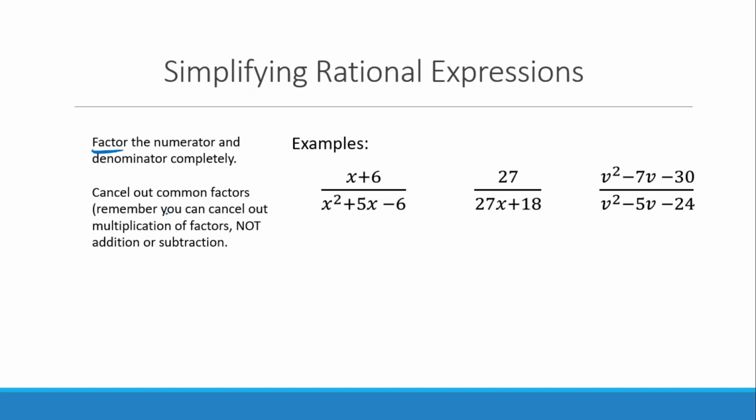You can cancel out multiplication, but you cannot cancel out addition and subtraction. So I'm going to show you the difference in a minute. All right, this numerator is already factored. It's just x plus 6.